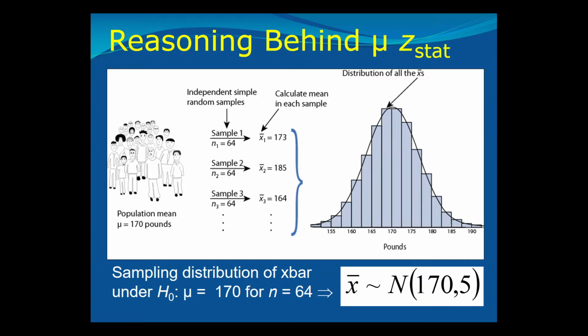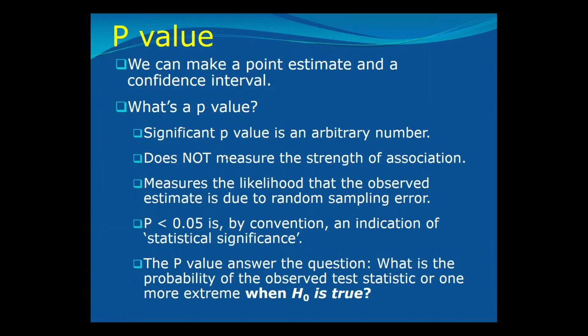So we can make a graph of the distribution of all the possible means in body weight. The graph shown at this slide, the distribution of this graph, is the normal one. And look at the mean for this graph. The mean equals 170 pounds.